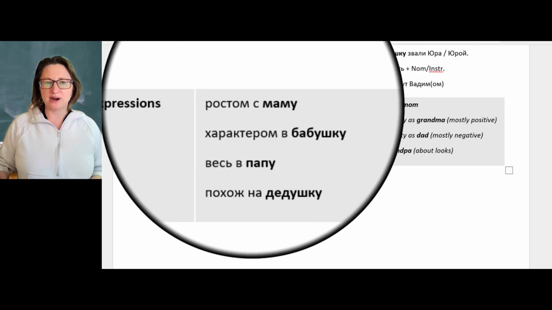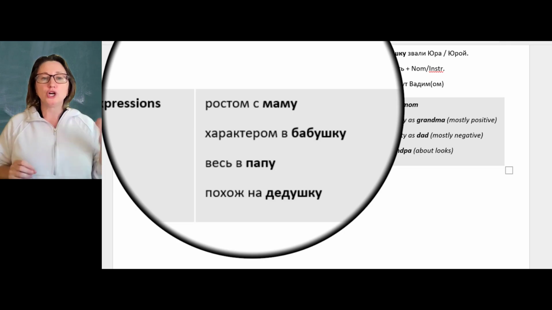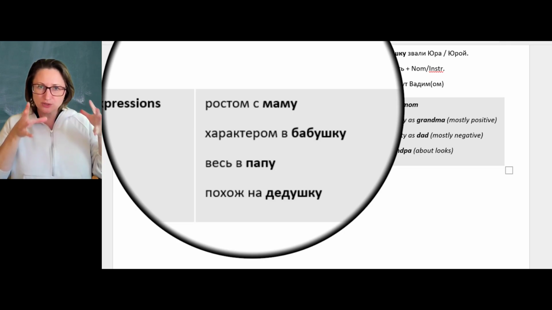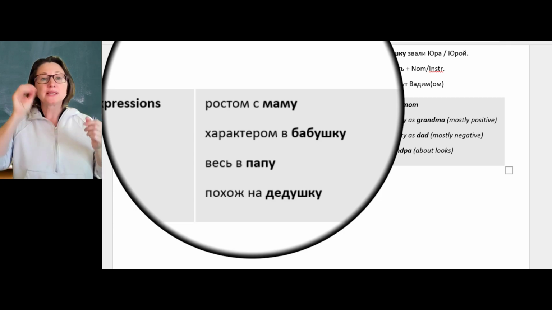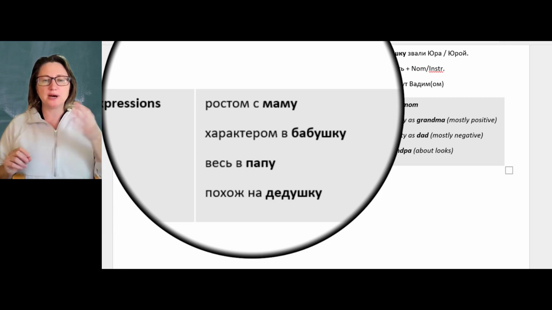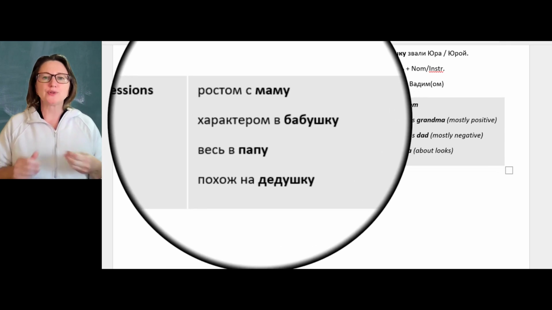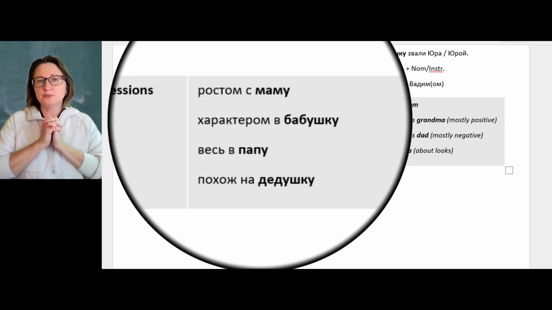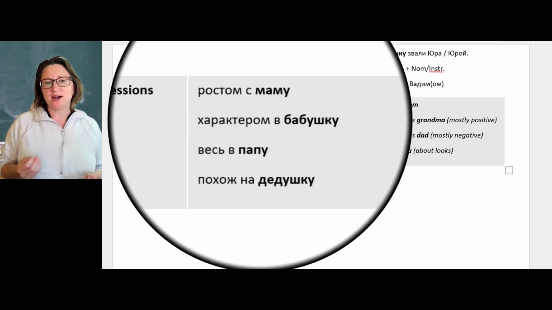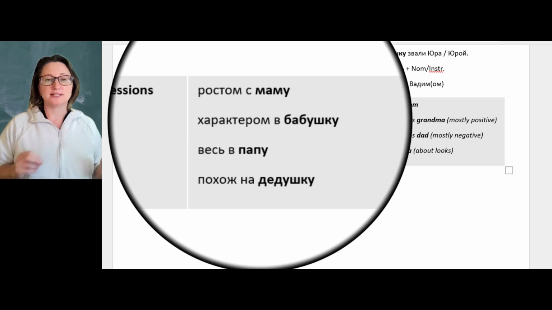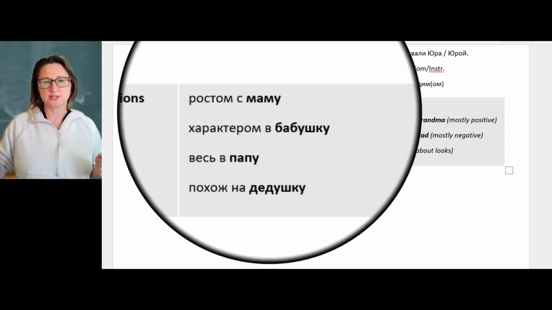So same height as mom will be ростом с. There's another kind of like chunk with the preposition с. С маму. Ростом с. Use it as a chunk. Don't worry about the preposition с. С маму. Ростом с маму. Ростом с папу. Ростом с брата. So характером в бабушку. So here it's like характер is the personality that we have. And we say, oh, мой сын характером в бабушку, в дедушку, в меня, в отца. So that is mostly positive. We're saying характер as actually an instrumental, but в plus accusative.